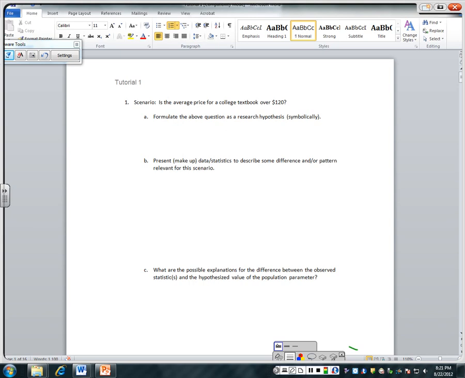In the first problem, we have a scenario: is the average price for a college textbook over $120? I'm going to write that as a research hypothesis. Notice it says average, and we have a quantitative variable, 120. So our hypotheses for quantitative variables, for an average, are hypotheses about the population mean, mu. So our research hypothesis is mu greater than 120. Again, mu is the population mean. I could have worded this, and probably would on an exam, as: is the population mean price for a college textbook over $120? Now let's make up some data for that.